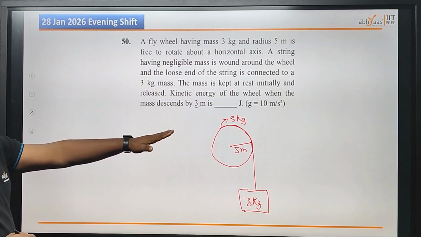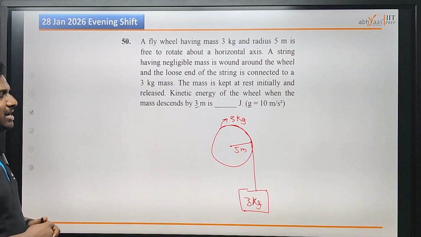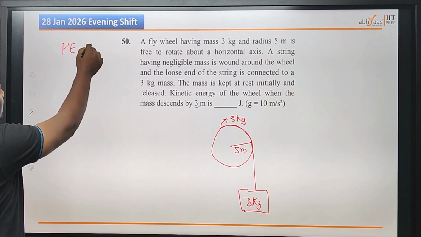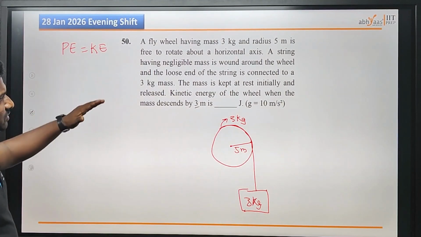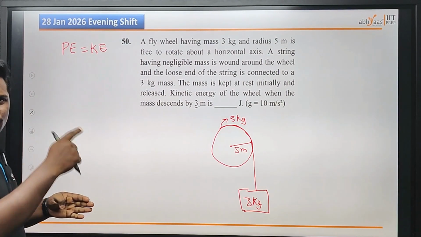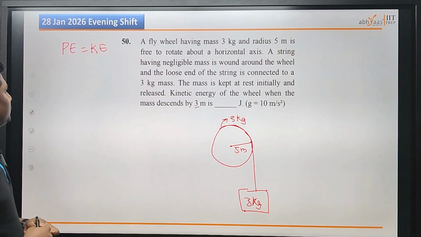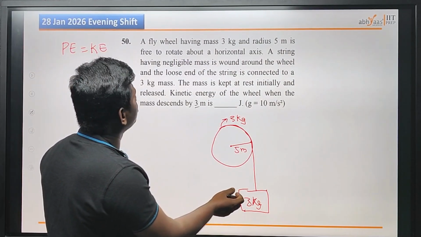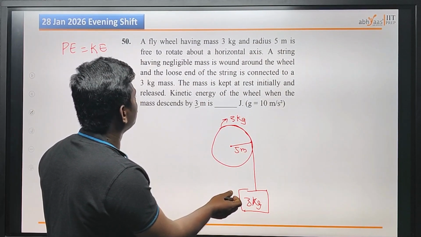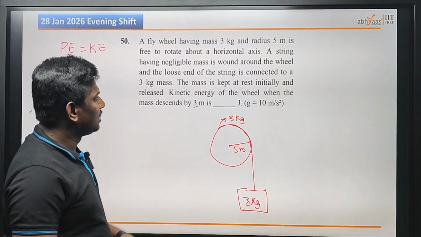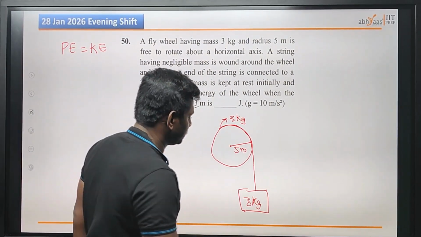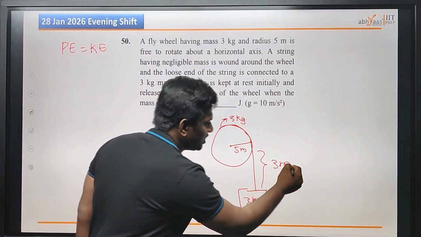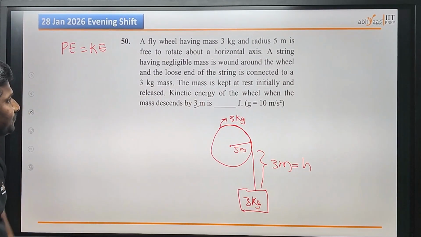So initially it is at rest. Finally it is getting kinetic energy. So potential energy is equal to kinetic energy. But in this case, we are having two kinetic energies: one is a rotational kinetic energy and the other a linear kinetic energy. What is the potential energy? They have given already. The string has negligible mass, the flywheel is connected, and the mass descends by 3 meters. So this length is 3 meters. Take this one, 3 meters is nothing but h, the height. mgh.